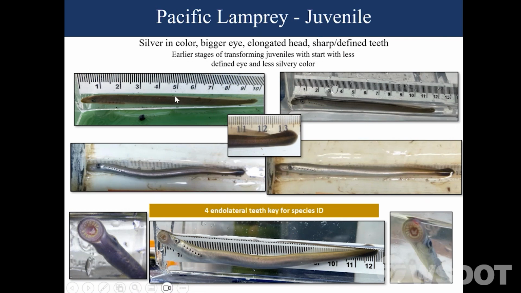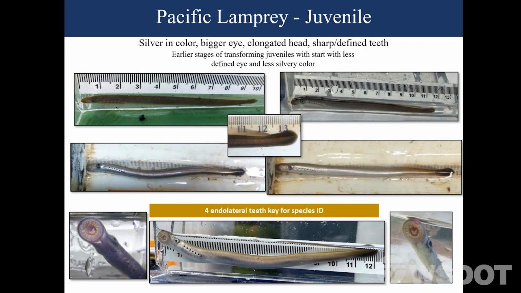Oftentimes, especially in the early stages, this is a relatively early stage of transformation. Again, this takes months and months for them to make their complete transformation. They start to grow their eyes, they grow that oral disc. Their esophagus actually detaches during this time, and their whole way of being is reoriented, because not only are they going to the ocean, but they're going to feed parasitically. So they went from being a filter feeder with no teeth, no eyes, to being a parasitic lamprey that's going to be in the ocean.